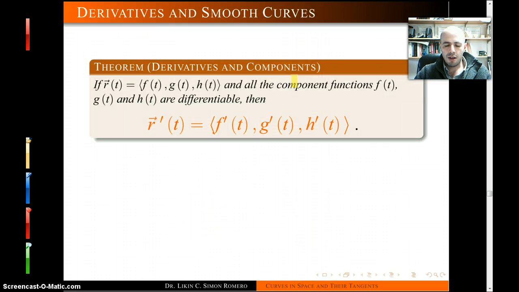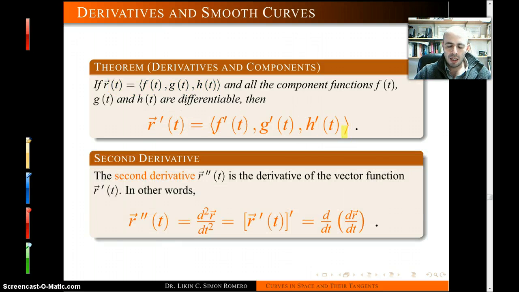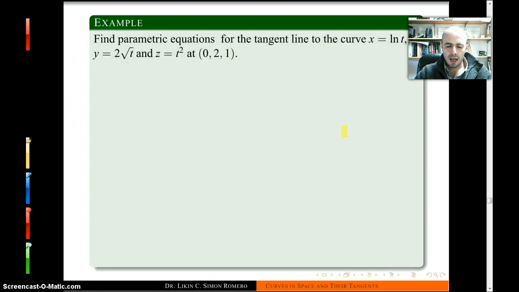So let me just tell you a little bit about the derivatives and components. Taking the derivative of a vector function is just taking the derivative of the components. Taking the second derivative is just taking the derivative of the derivative, so it's going to be another vector function. Let me just tell you a little bit about finding parametric equations of the tangent line to the curve. One of the applications of differentiation in vector functions is finding the parametric equations of the tangent line.